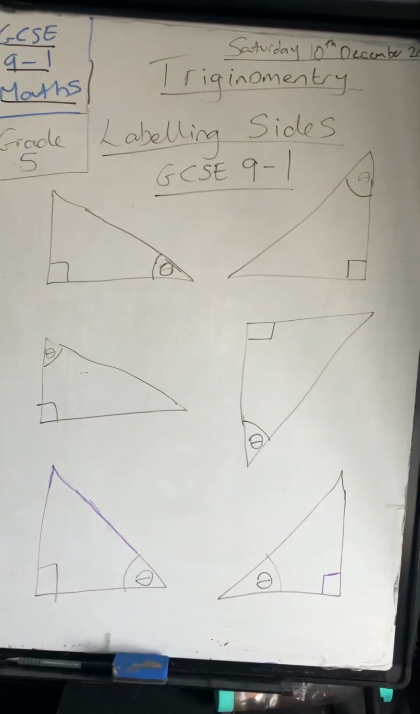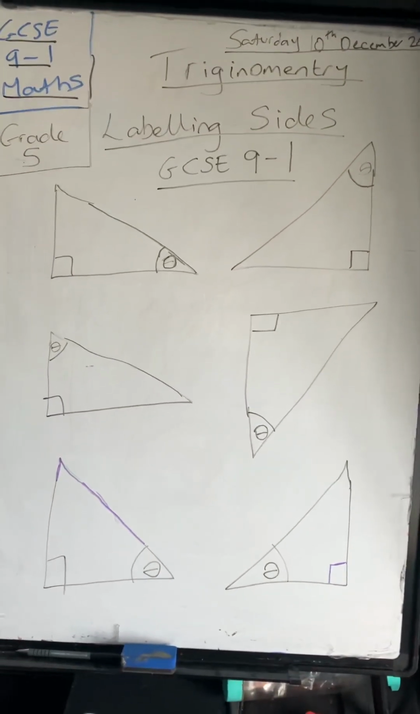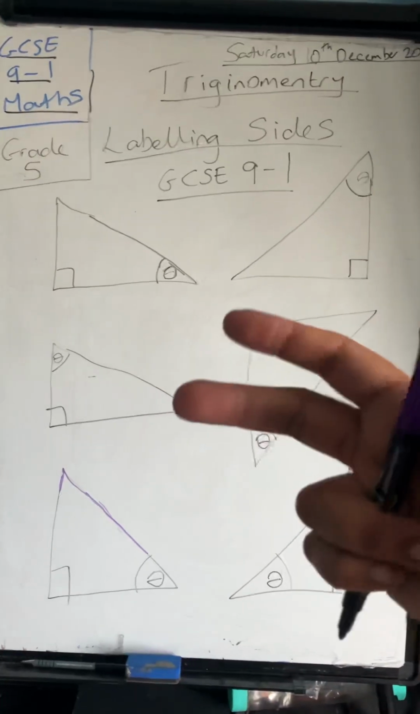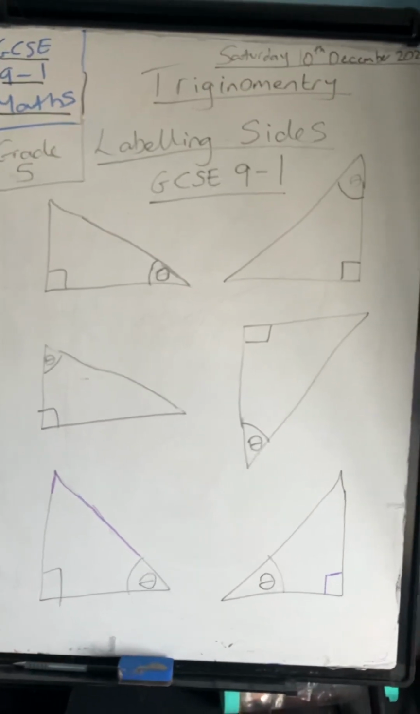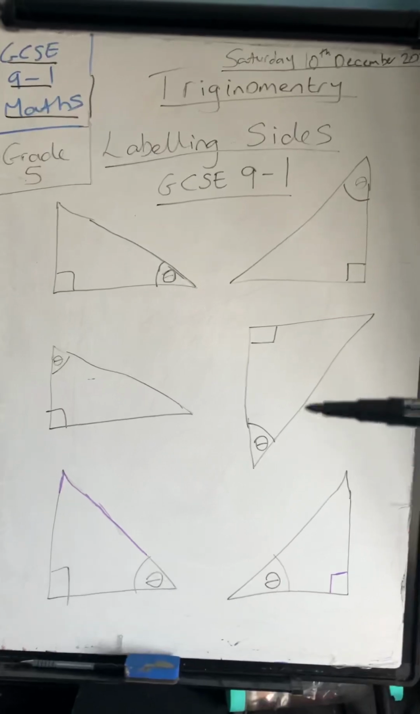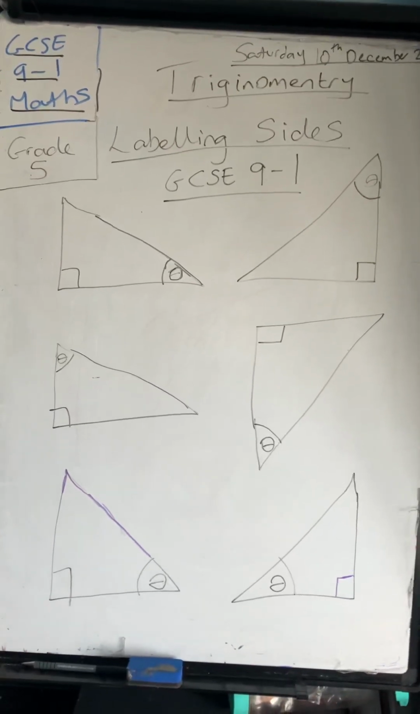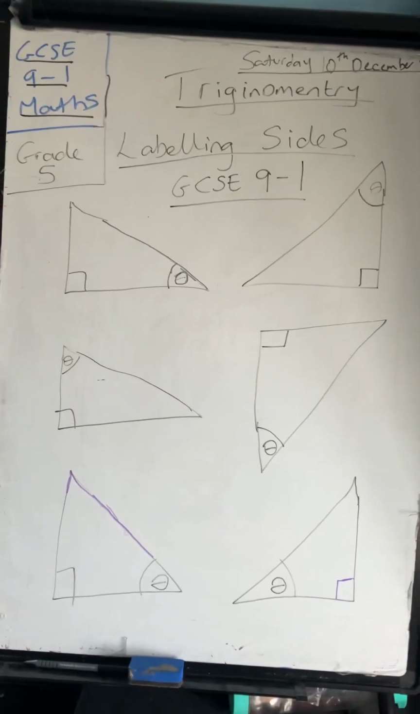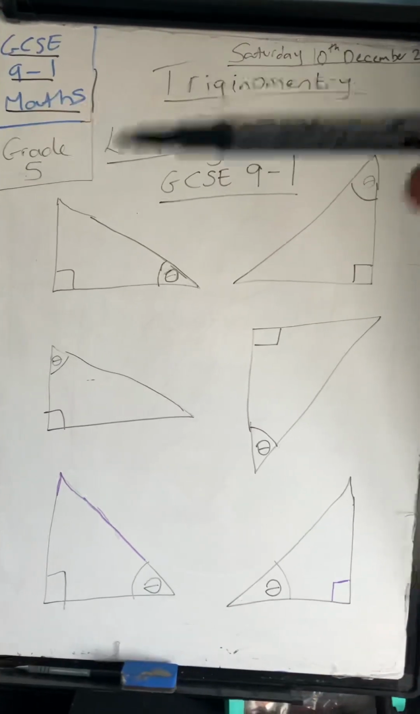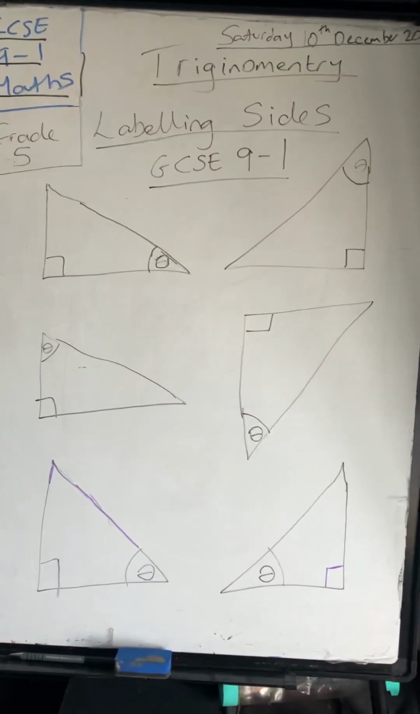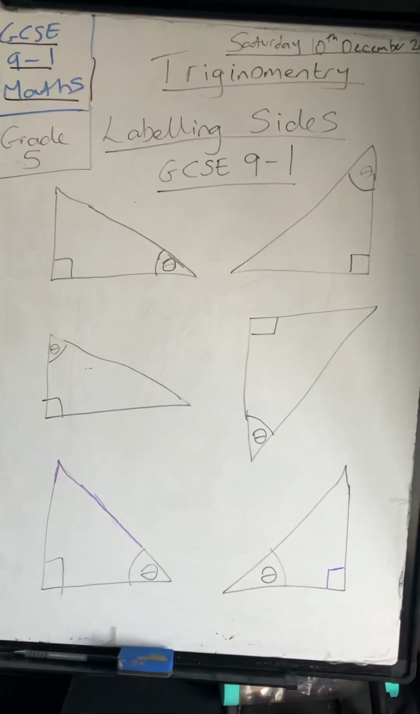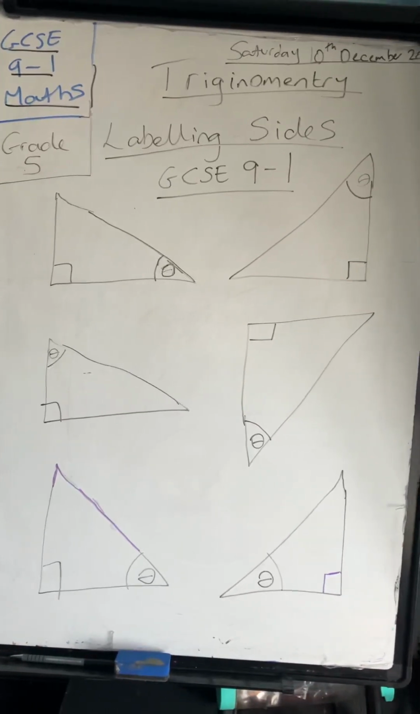As ever, guys, feel free to pause the video, have a go at labeling the sides, so this is going to be today's topic, and then come back and check your answers with me. But if it's completely new to you, then please do put today's title and today's date, looking at labeling sides for right angle triangles, looking at GCSE trigonometry.